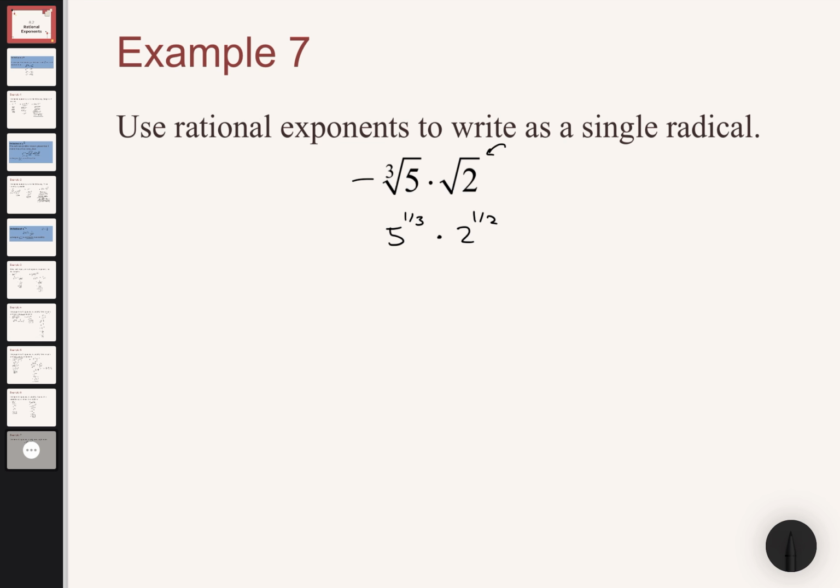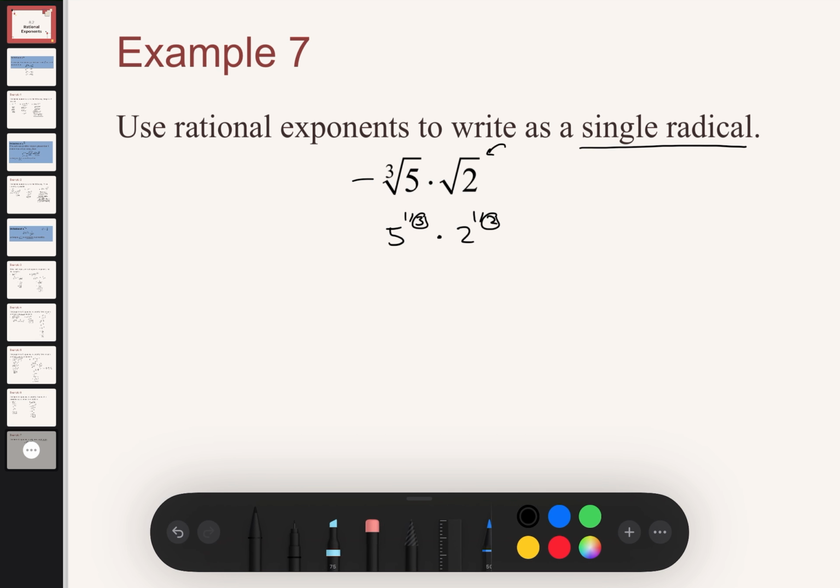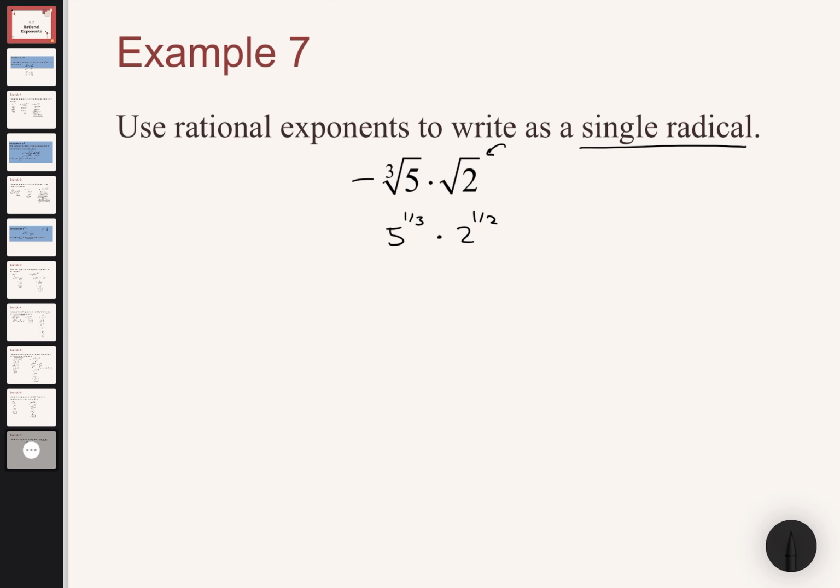If I want to be able to multiply these, I want to find some way to gain common ground here. Well, 1/3 and 1/2, I could figure out a way to write those both with the same denominator. If I can write them both with the same denominator, then that means I could combine them under a radical sign. They want us to write this as a single radical, and I know that my denominators here are connected with the number that goes on the radical, with the root. So I'm going to rewrite 1/3 as 2/6, and I'm going to rewrite 1/2 as 3/6.